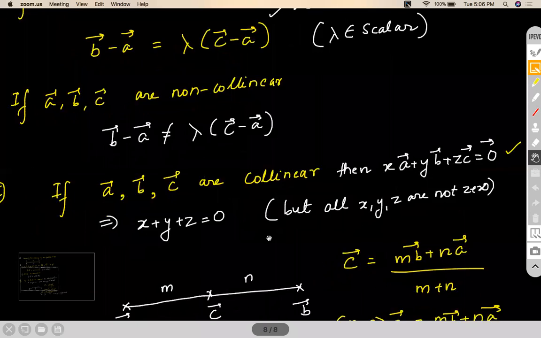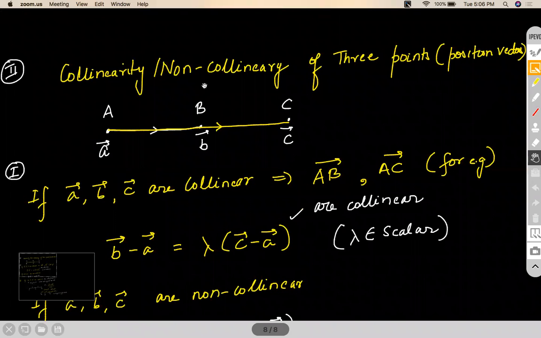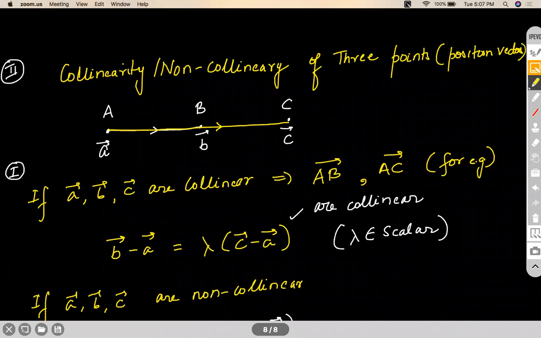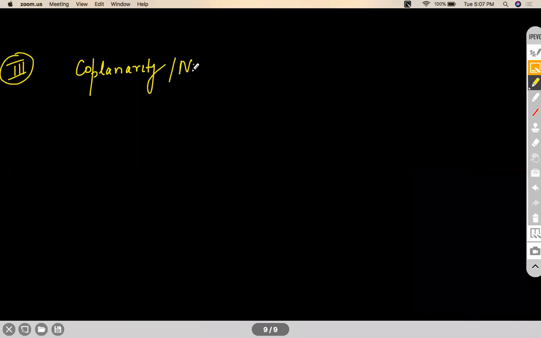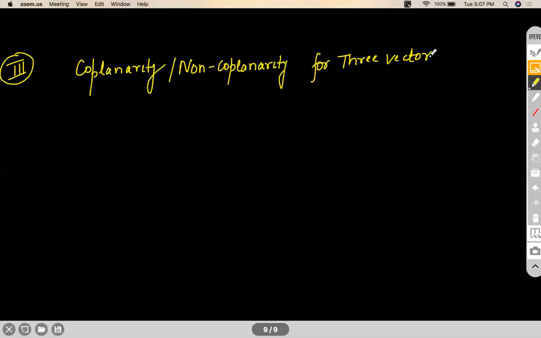So we had discussed collinearity and non-collinearity of 3 points. Now I'm going to the concept of coplanarity. That is our third discussion as per our chart. Now I'm going to talk about coplanarity or non-coplanarity conditions for 3 vectors. As I had already discussed, we don't talk about 2 vectors non-coplanarity because they are always coplanar.